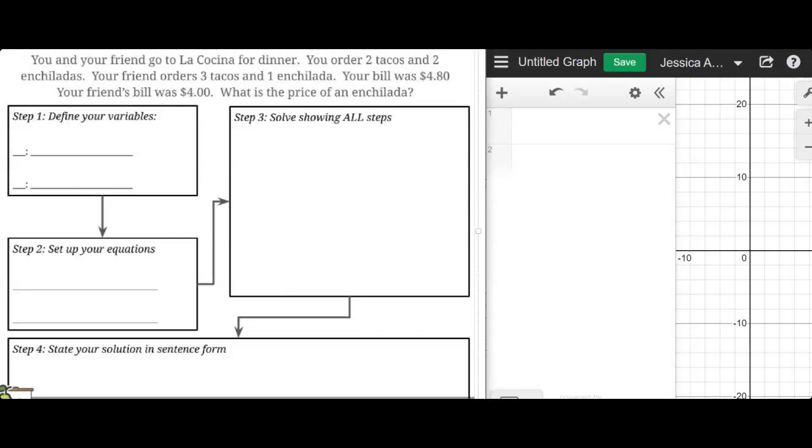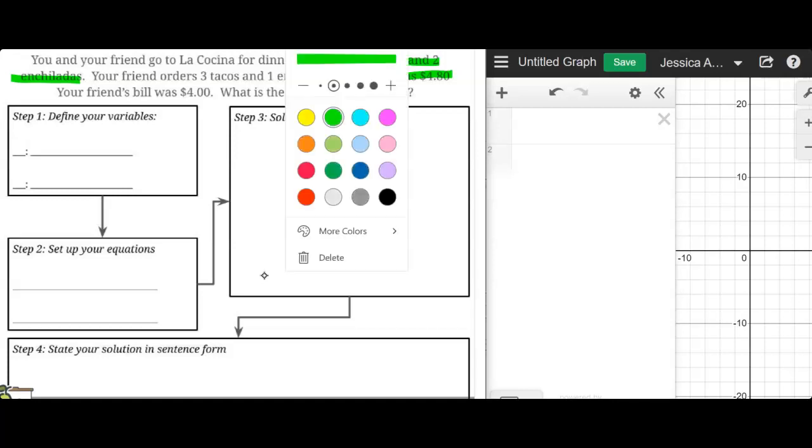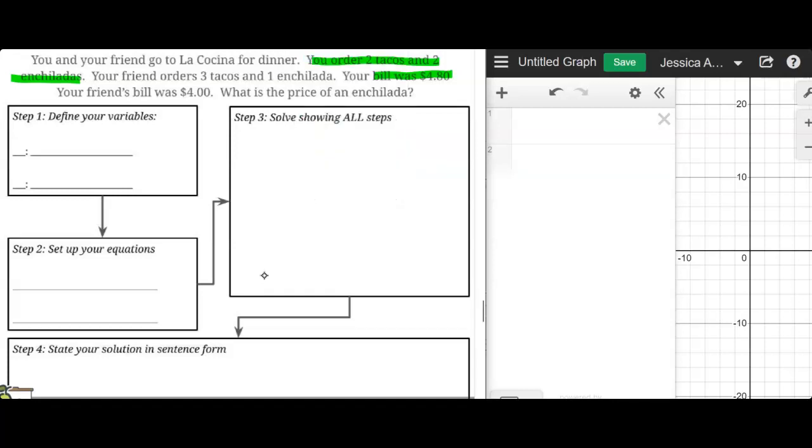So the first thing you want to do is highlight any important information that you see. The first piece is that we've ordered 2 tacos and 2 enchiladas. That was what I ordered, and then my bill was $4.80. I'm highlighting that in one color, and then I'm noticing that my friend ordered 3 tacos and 1 enchilada, and that their bill was $4. Those are my 2 equations in my word problem. Then I notice that they've asked me, what is the price of an enchilada?